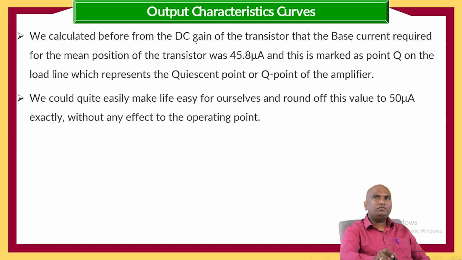And we calculated before from the DC gain of the transistor that the base current required for the mean position of the transistor was 45.8 microamperes, and this is marked as point Q on the load line, which represents the quiescent point or Q point of the amplifier. We could quite easily make life easy for ourselves and round off this value to exactly 50 microamperes without any effect to the operating point.